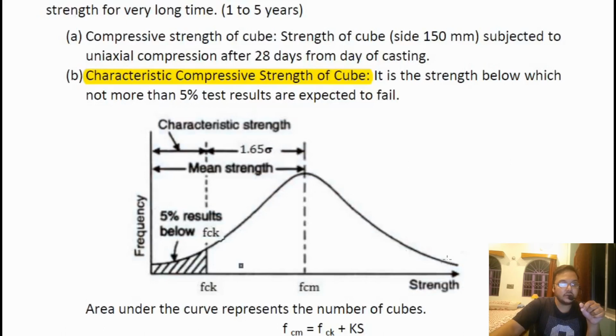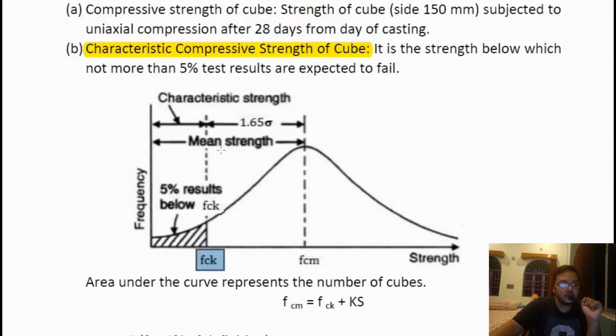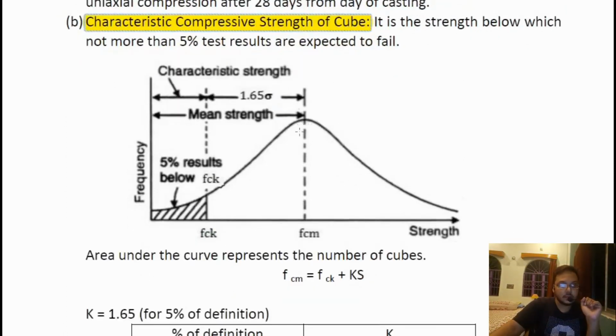So this is one kind of probability distribution function, and here at the end of the graph you have 5% of the results failing. So we can say that this particular strength is the FCK, our characteristic compressive strength of the cube. FCM is the mean compressive strength, and the difference between FCK and FCM is given by 1.65 sigma.